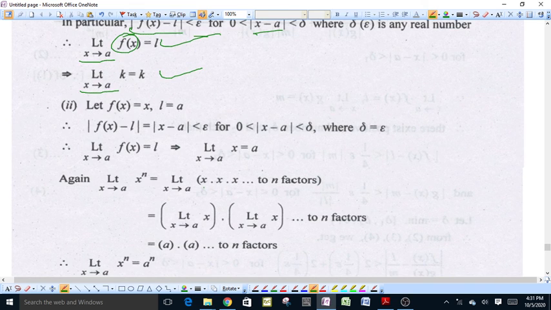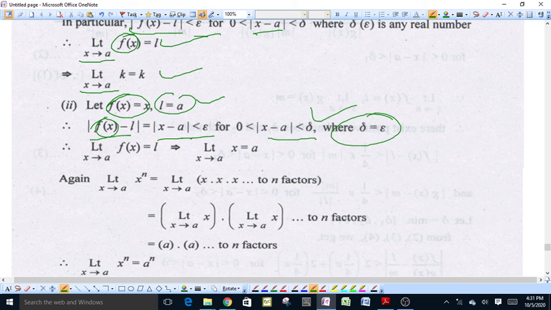In the second part, suppose f(x) is equal to x and the limit is a. Then f(x)−L is equal to x−a by putting the value of f(x) and L, and |x−a| is less than epsilon whenever |x−a| is less than delta, where delta is equal to epsilon. Therefore, the limit of f(x) as x equals a is equal to L, that is, the limit of x as x equals a is equal to a.